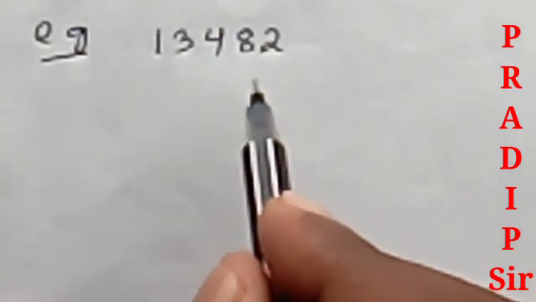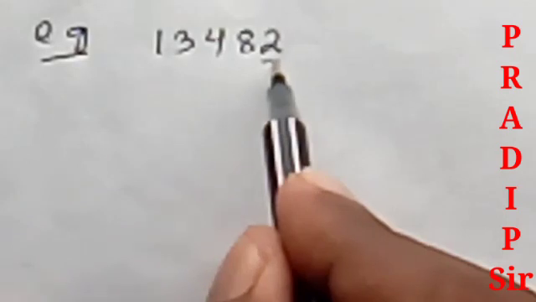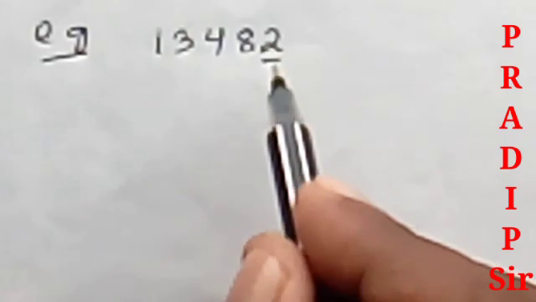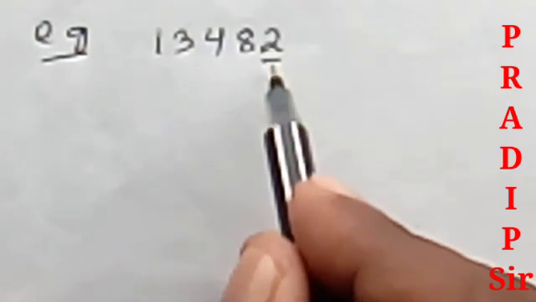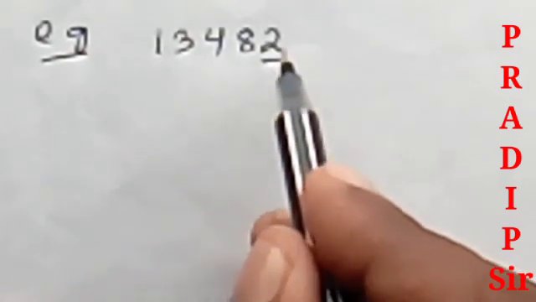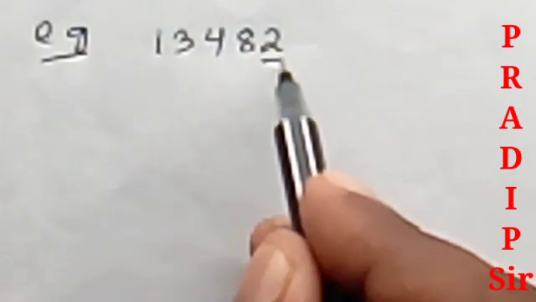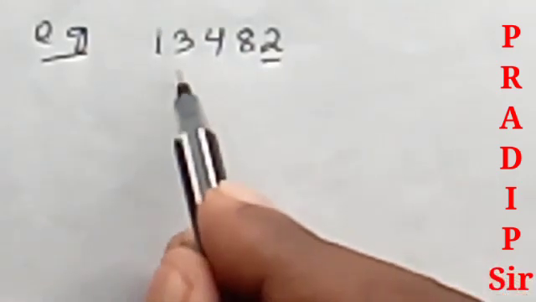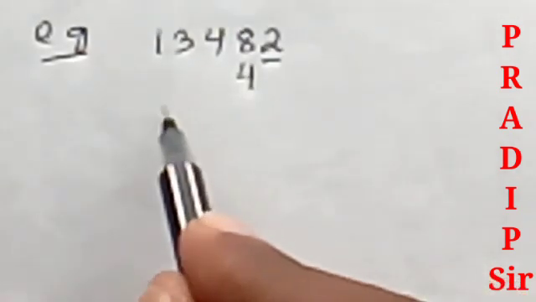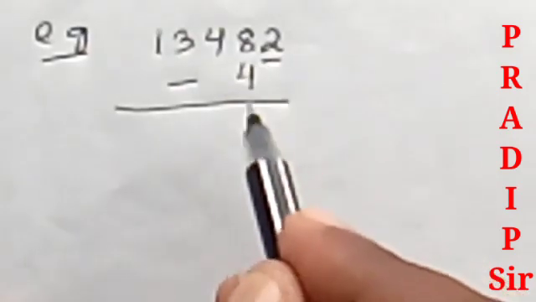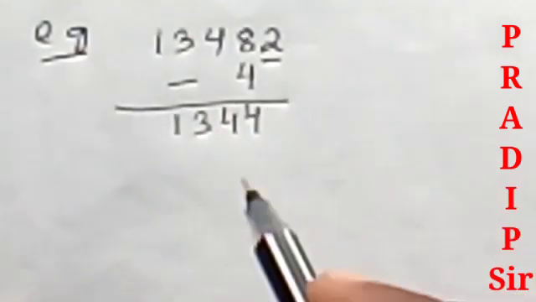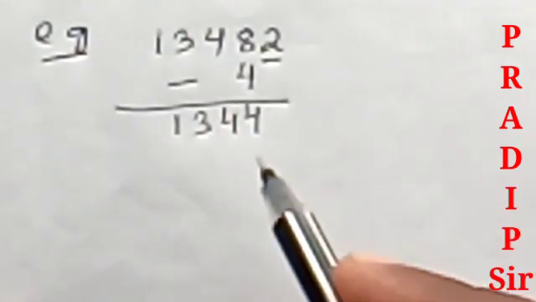13,482. So the digit in the units place is 2. We have to subtract double of this digit in the units place. The digit in the units place is 2. Twice of this digit 2 is 4, and we have to subtract 4 from the rest of the number. So subtract here 4. If we subtract, we find 8 minus 4 is 4. Here it is 1 3 4 4. Now again repeat the same process.